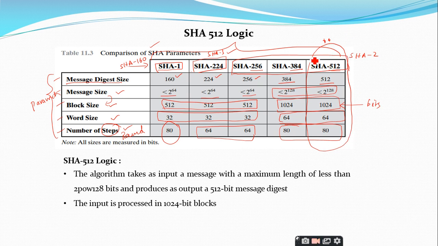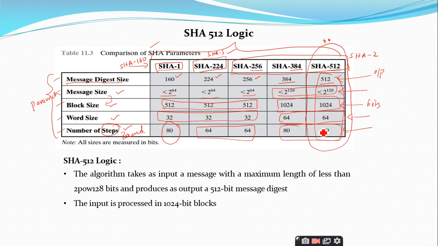So remember these SHA-512 parameters. The message digest size, that is the output, is 512 bits, and the message size should be less than 2 power 128, a very large message. Whatever message you have, up to this maximum value it will support. You are going to divide it into a number of blocks, and each block should be of size 1024 bits. The word size is 64, and the number of rounds is 80. You just remember these parameters. That's it.